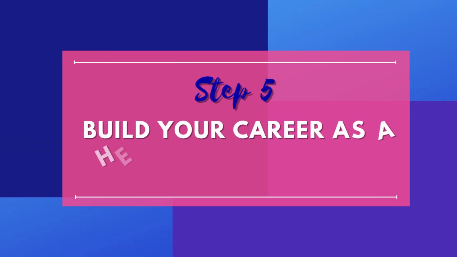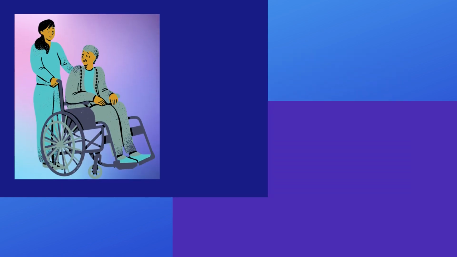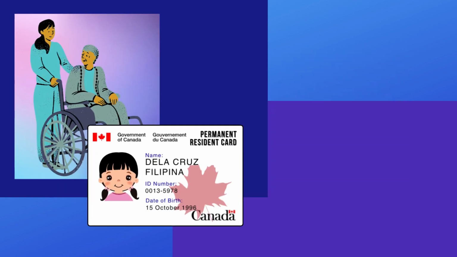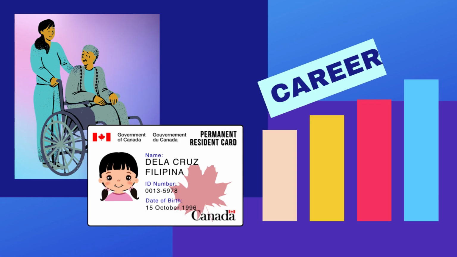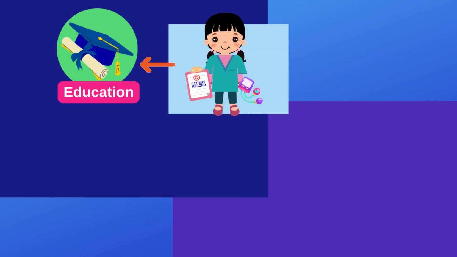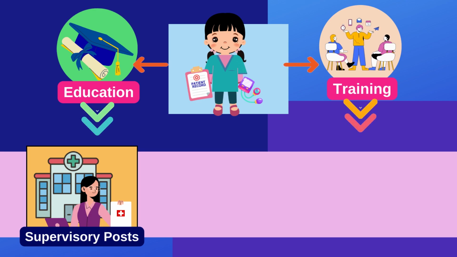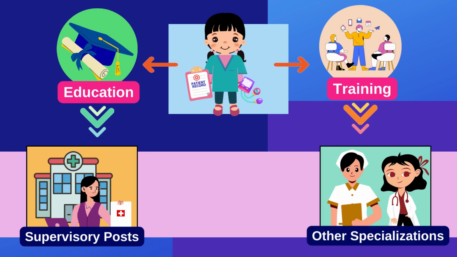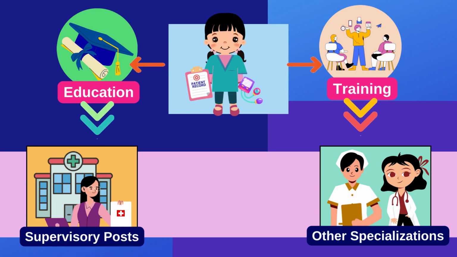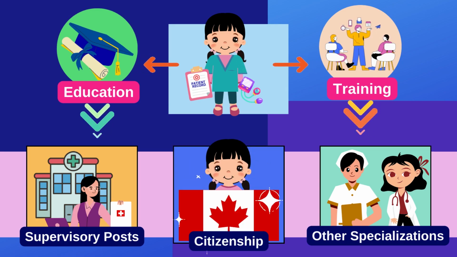Step 5. Build your career as a healthcare assistant in Canada. Once you have secured a job and an immigration status as a healthcare assistant in Canada, you can start building your career to open more opportunities. You can also pursue further education and training opportunities to advance your skills and knowledge, so you can move to supervisory positions or transition to other healthcare specializations. You can also apply for Canadian citizenship after living in Canada for a few years as a permanent resident.